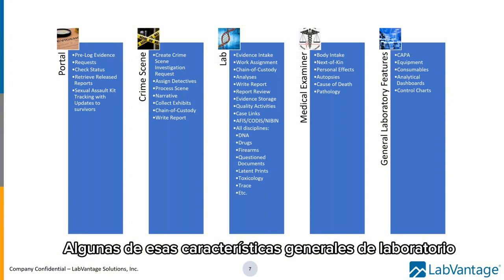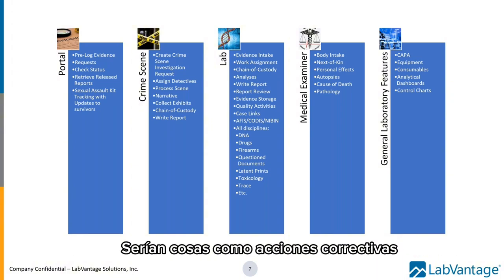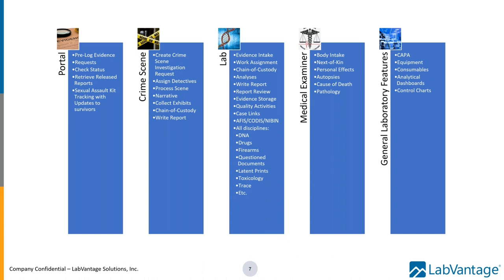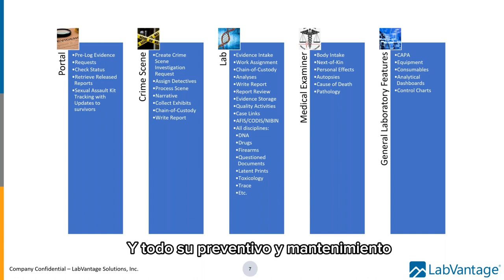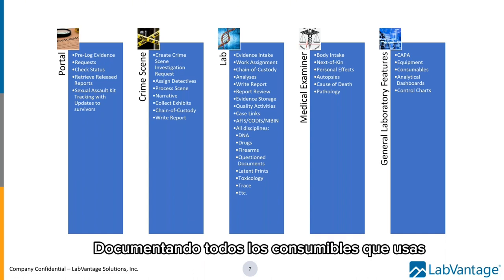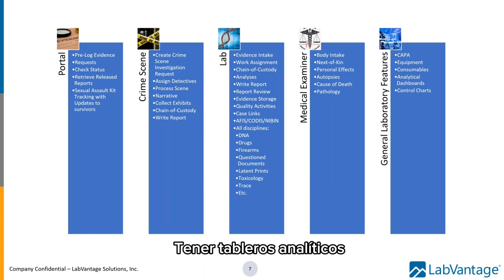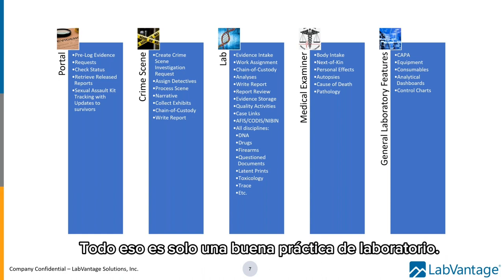Some of those general laboratory features that we would expect all laboratories to need would be things like corrective action, monitoring your equipment and all of your preventative and maintenance, documenting all of the consumables that you use with expiration dates and quality testing, having analytical dashboards, control charts. All of that stuff is just good laboratory practice.